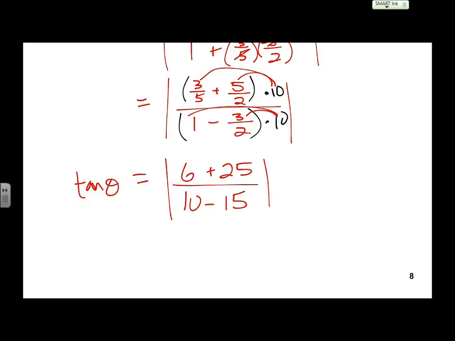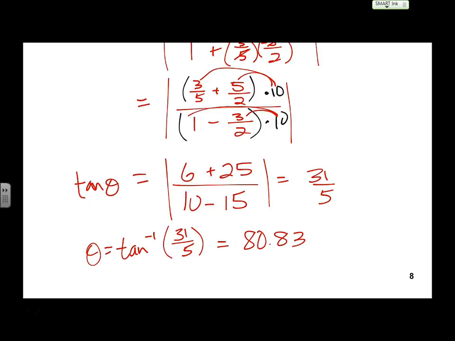So, 6 plus 25 is 31 over negative 5. It's an absolute value. Don't I just get 31 over 5? Cool. So, theta equals tangent inverse of 31 over 5. Good catch. In degrees, what did you guys get? 80.838. Oh, that was so nice. That was wonderful.